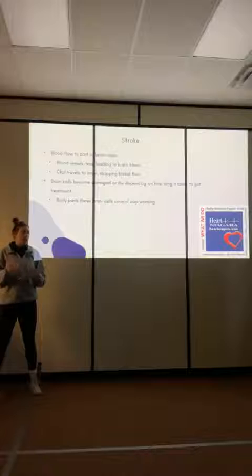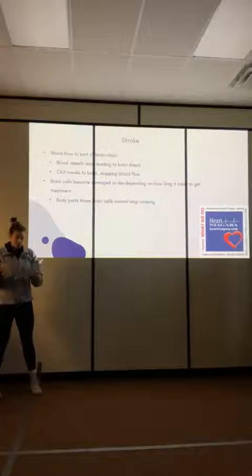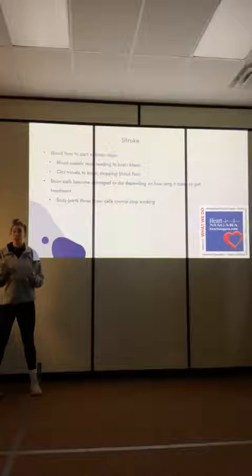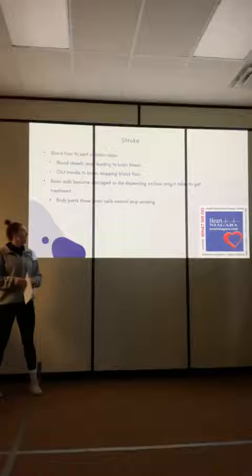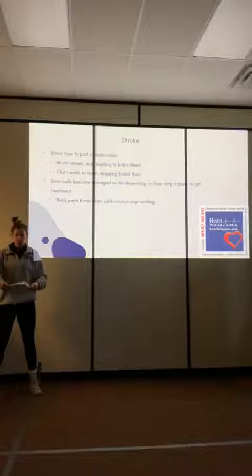So basically, again, when we looked at that picture of a heart, all that white stuff, or those plaque, can build up in different arteries and vessels in your body, and that can actually end up traveling to your brain. Your brain cells can actually become damaged when you're not getting enough blood flow to the brain, and they can die. And how quickly you can get treatment depends on how the stroke affects your body.